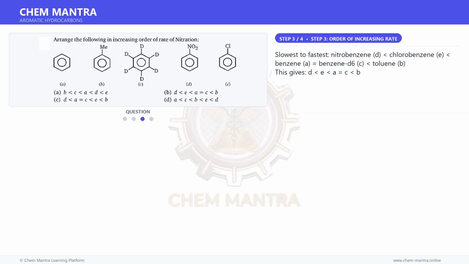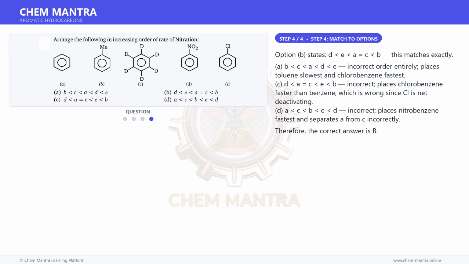Moving on to the next step. Slowest to fastest: nitrobenzene, D, chlorobenzene, E, benzene, A, which is equal to benzene-D6, C, toluene, B. This gives D less than E less than A equal to C less than B. And for the final step, option B states D < E < A = C < B.